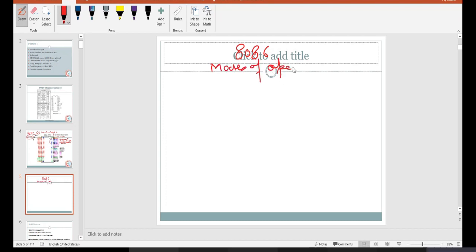Modes of operation of 8086: there are two modes of operation. It can work in two modes. The first one is called minimum mode and the second one is called maximum mode. Before we complete the pin diagram, we have to understand first what the minimum mode is and what the maximum mode is.